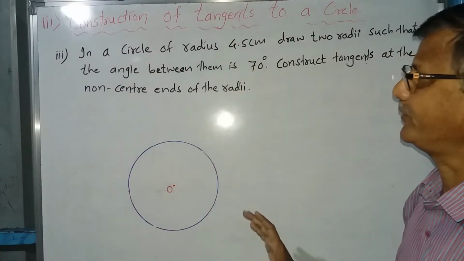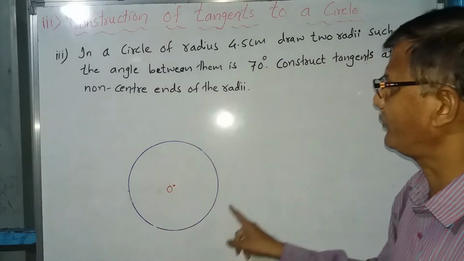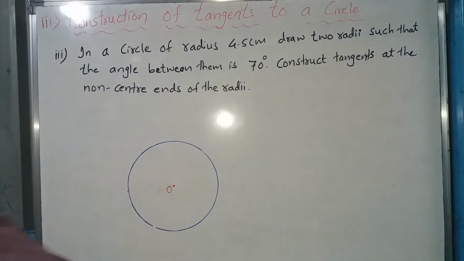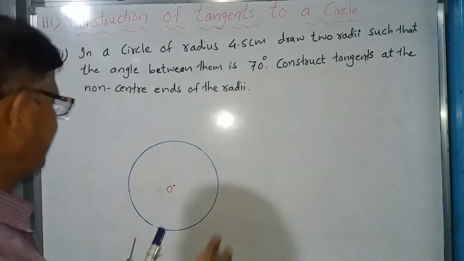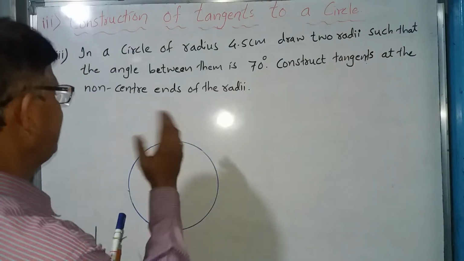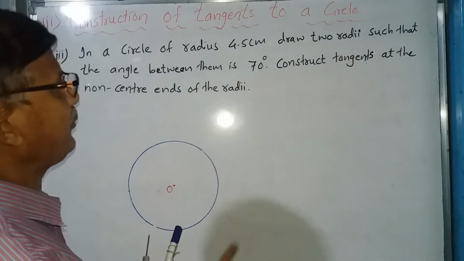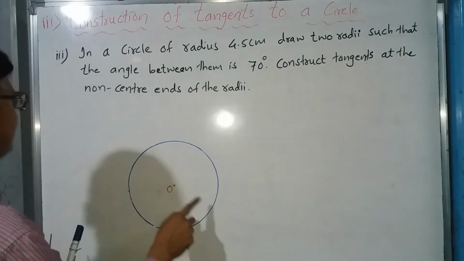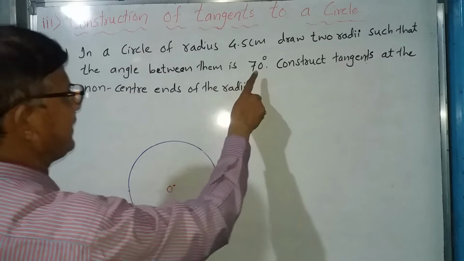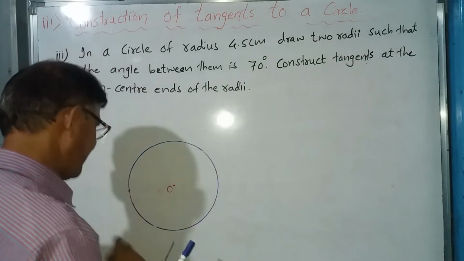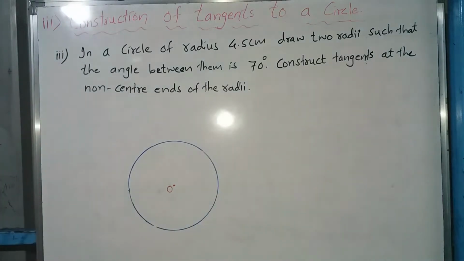So as per the question, first we should draw a circle of radius 4.5 centimeter by using the compass and taking the measurement. The circle is already drawn. Now the next point is we have to draw two radii such that both the radii make what angle in between them? 70 degree. So at the center both the radii should make an angle of 70 degree.